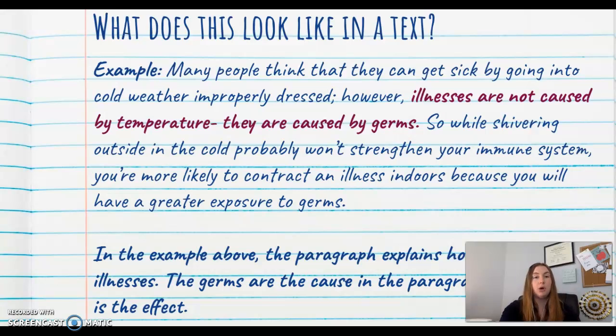All right, the next thing we're going to go over: what does this look like in a text? You're like, okay, Ms. Tugin, I get the definition, but where in a text can I see it and how is it written? So for instance, this person is writing about the cause and effect relationship between how people can get sick by going out in cold weather. So she's going to write about whether there's a cause and effect relationship. She probably read some text about this and is now explaining it to us in detail. She's an expert on this.